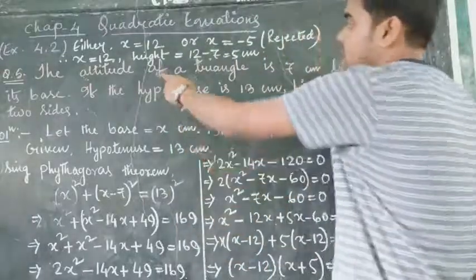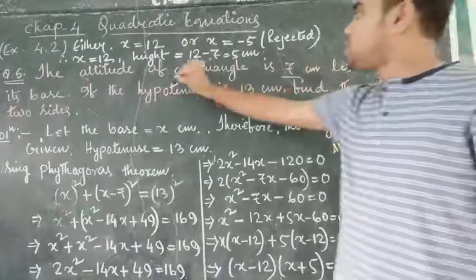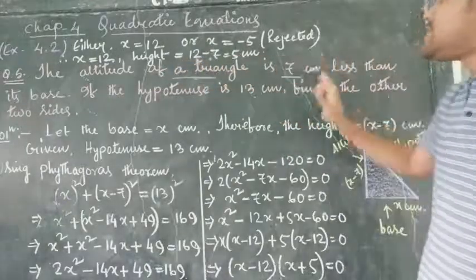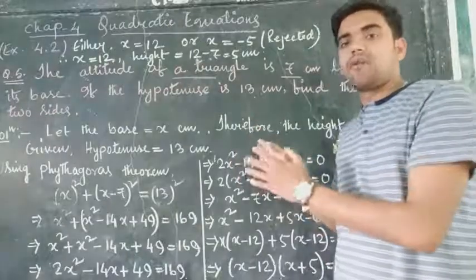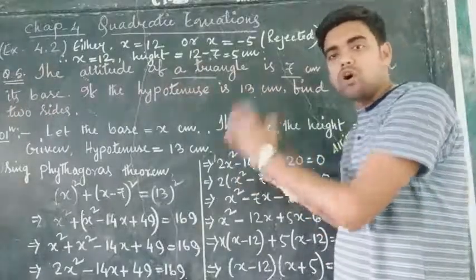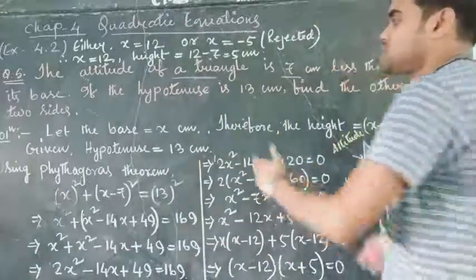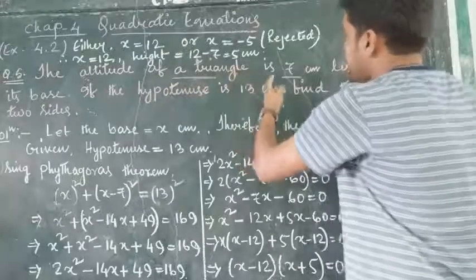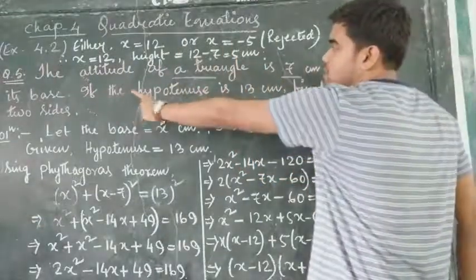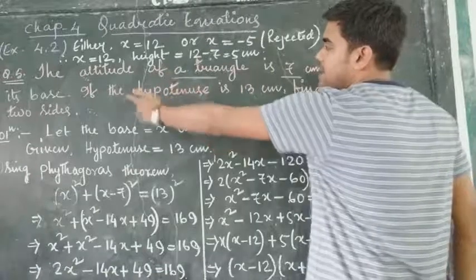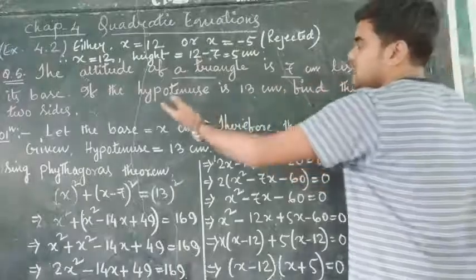See, the question is: the altitude of a triangle is 7 centimeter. It is an applications type of problem. Based on the question, we will find out the answer. The altitude of a triangle is 7 centimeter less than its base. So, altitude, base, and then if the hypotenuse is 13 centimeter, find the other two sides.